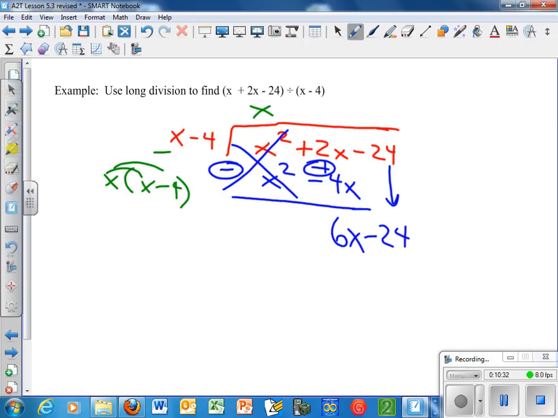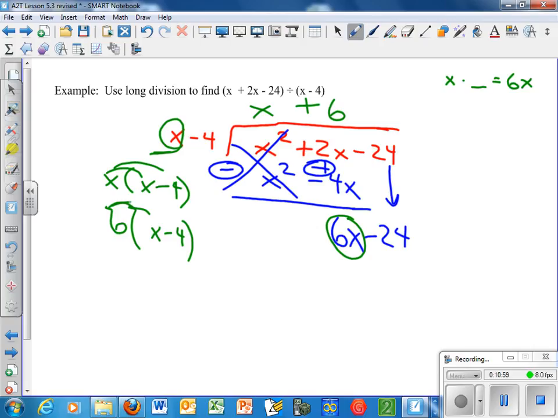Okay, repeat the process. How many times does x go into 6x? Or x times what is 6x? So if you think about it, x times what is 6x? Well, that would be times 6. Positive 6, so I'm going to write plus 6 there. Take what you just wrote, which is your positive 6, and I'm going to distribute that to my x minus 4. And I get 6x minus 24.